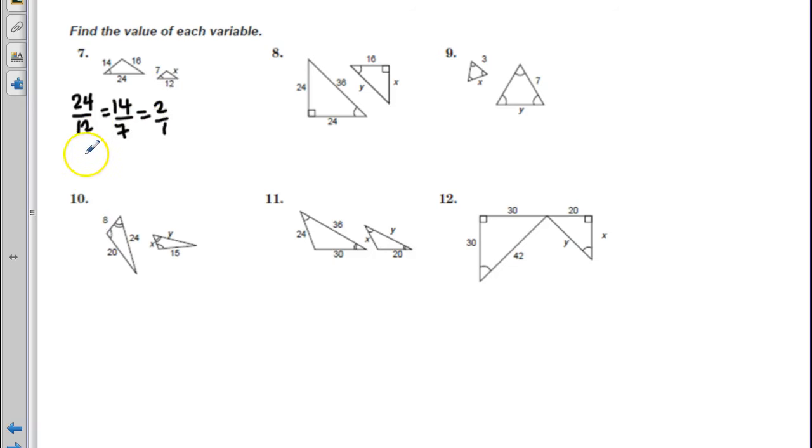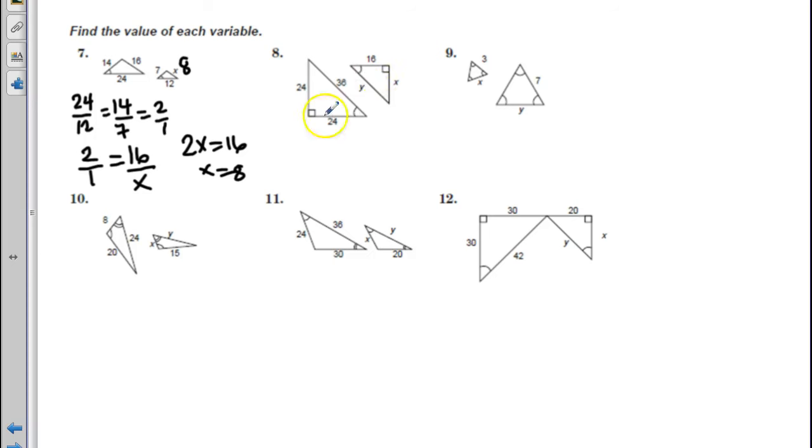So maybe you already know what X is. I'm going to go ahead and set up a proportion. 2 is to 1 as 16 is to X. So cross multiplying there, 2x equals 16, or x is 8. And maybe you went the other way and said, hey, this little triangle is half of that one. So if this is 16, then half of that is 8. Perfect. All right, next one.